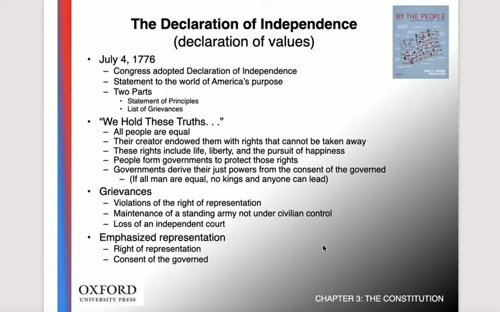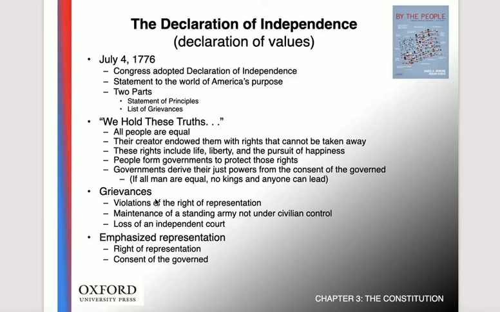So the colonists on July 4th, 1776, as we all know, was the day that they passed the Declaration of Independence. And this was basically a statement to the world of America's purposes. It had two parts: a statement of their principles and a list of grievances. At the beginning, it stated several things that we ended up basing the Constitution on. We hold these things to be self-evident, that all men are created equal, that they are endowed with rights that cannot be taken away. These rights are life, liberty, and the pursuit of happiness, although this was property at first, but they changed it to the pursuit of happiness.